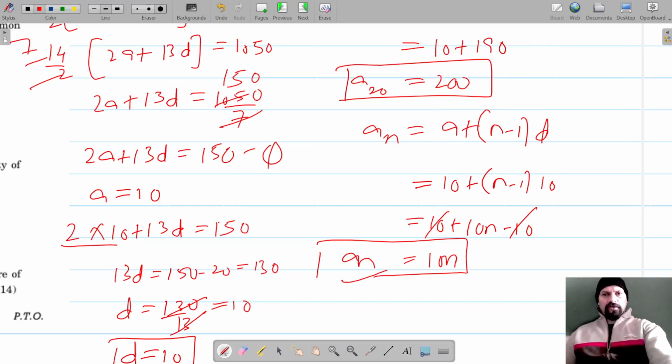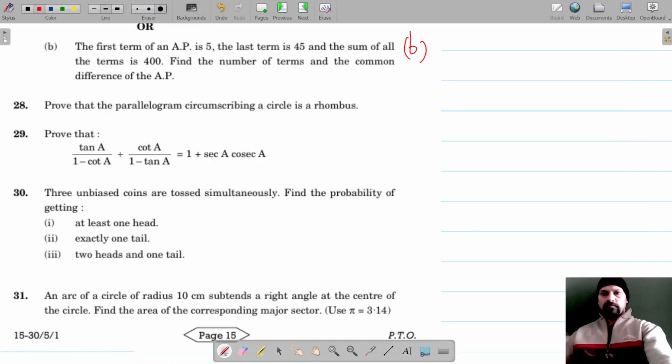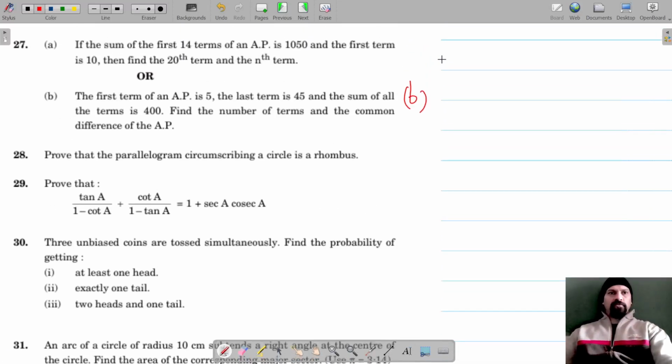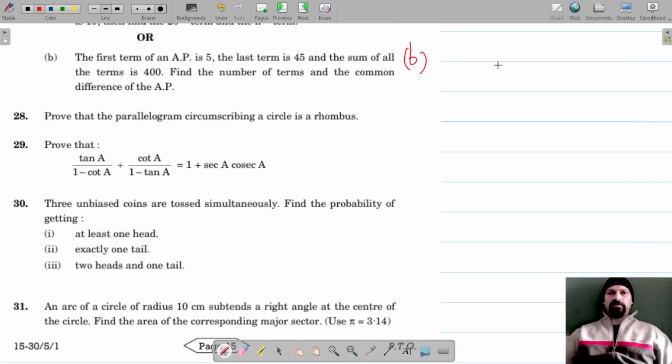And let's move on to the next question. That is question number 27, part B of the same question. For question number 27, part B, the first term of the AP is equal to 5. And the last term is 45.